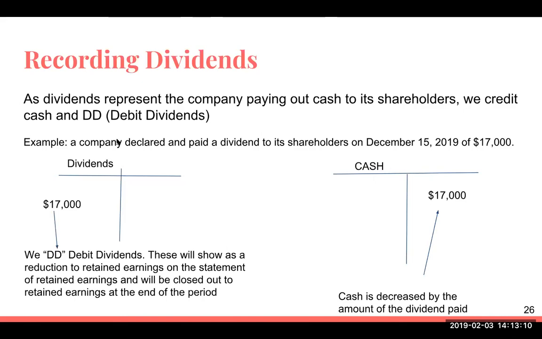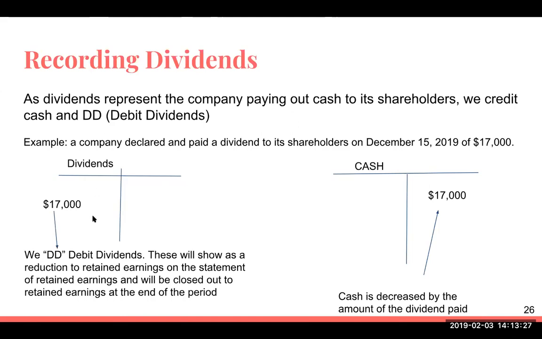Now, even though a dividend is not on the income statement, I like to say we're going to debit dividends. Why, or DD? Is that because when I pay out a dividend to a shareholder, my cash is decreasing, so I'm going to show that as a credit.